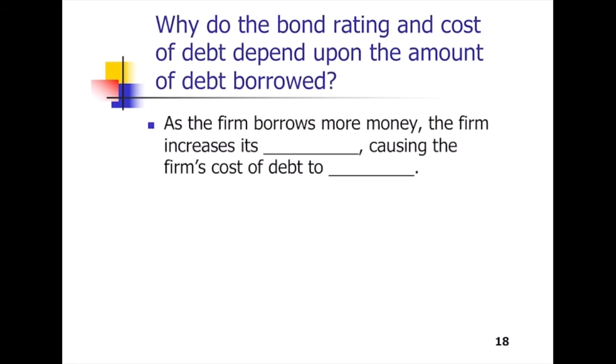Right? There's one more question regarding this table. Why do bond rating and cost of debt depend upon the amount of debt borrowed? As the firm borrows more money, the firm increases what type of risk? Default risk, right? Causing the firm's cost of debt to increase. Yeah, that is the conclusion regarding this question.